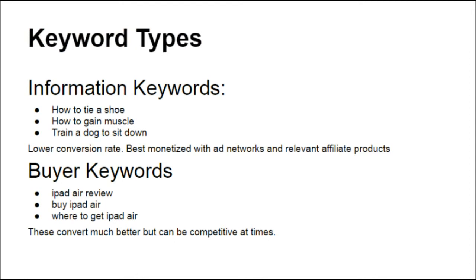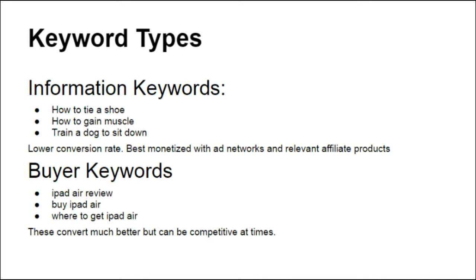Alright, so we're gonna talk a little bit more about keywords, and information keywords are things like how to tie a shoe, how to gain muscle, train a dog to sit down. So they're basically keywords that people are just generally trying to look for information and they're not really trying to buy anything. So these kind of keywords are usually better if you monetize them with ad networks or any relevant affiliate products if you can find them. And they generally have a lower conversion rate, but that doesn't mean they're bad. You can use that to leverage.